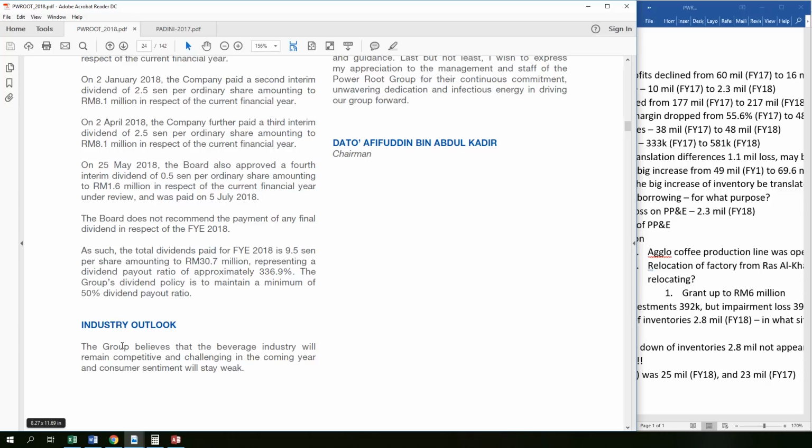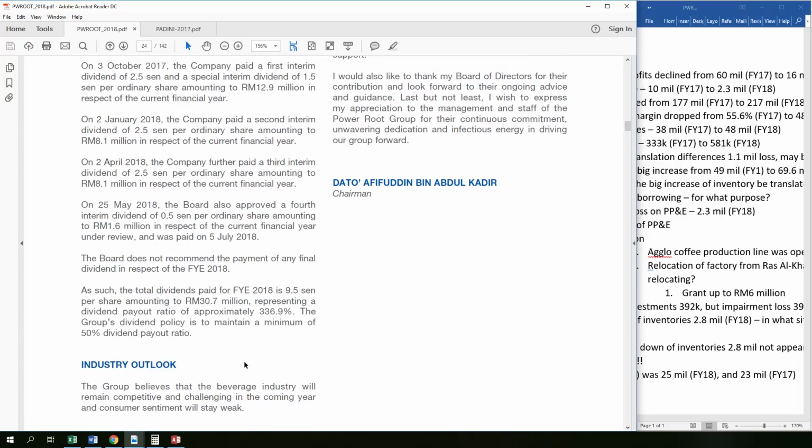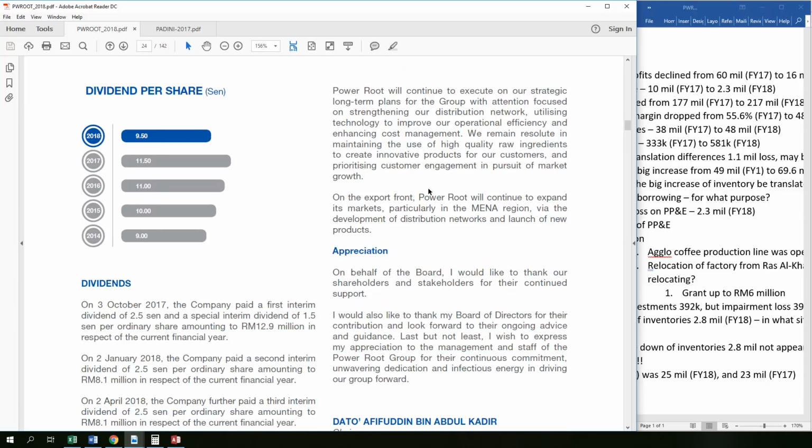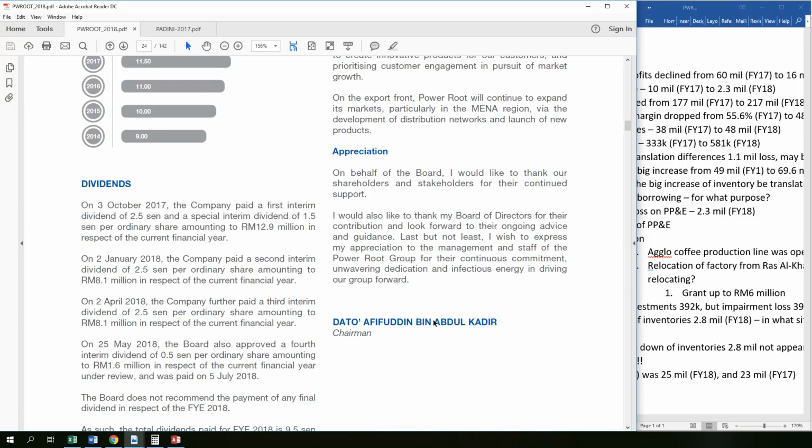Industry outlook. The group believes that the beverage industry will remain competitive. Alright. Remember, there are high levels of inventories. This is not really promising. This is the question to ask at the AGM. So the main growth drivers of Power Root are the UAE market, the China market, and the Singapore market. Generally, in the long term, growth of demand in beverages aligns with growing population.